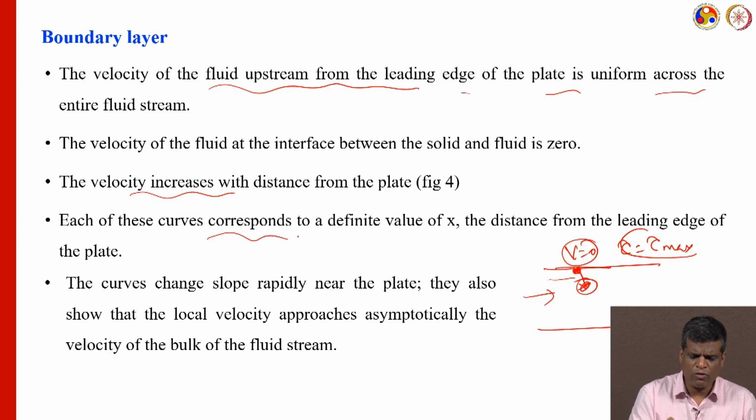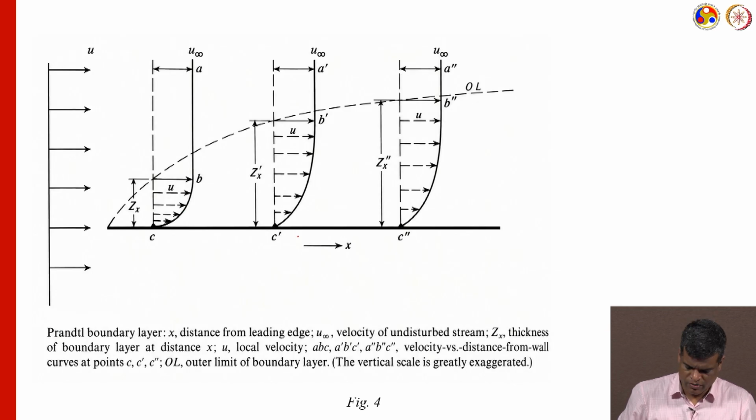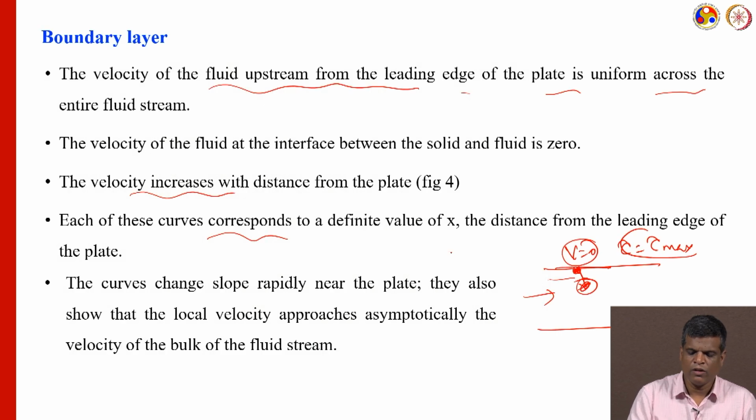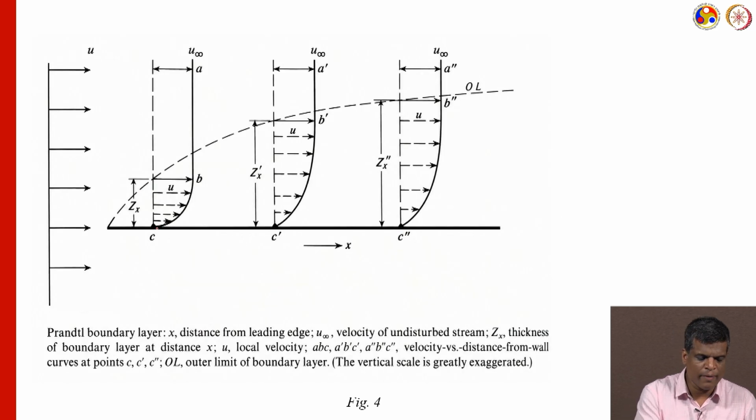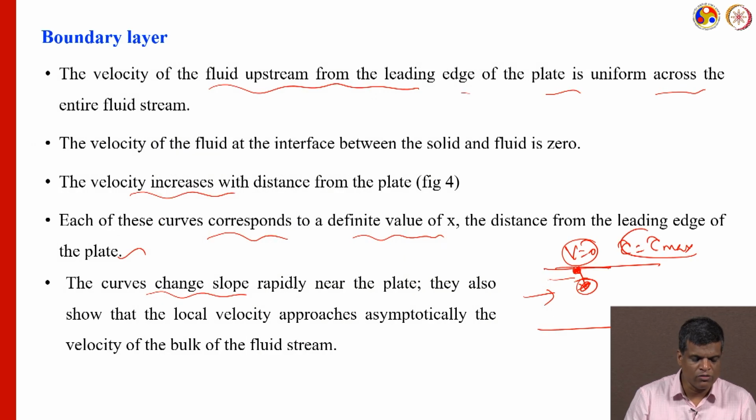Each of the curves, at each x distance here, we will discuss this one. This shows the value of the distance from the leading edge of the plate. The curve changes slope rapidly near the plate. So, the slope of the curve changes very fast there, so that the local velocity approaches the velocity of the bulk fluid motion.